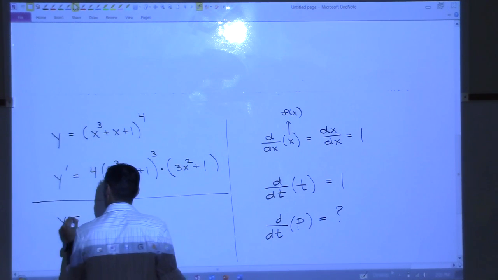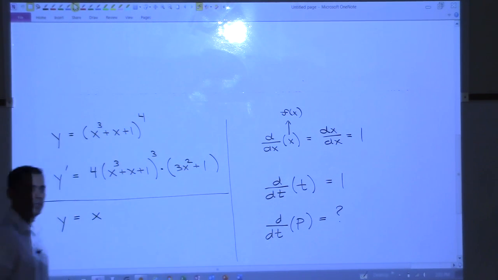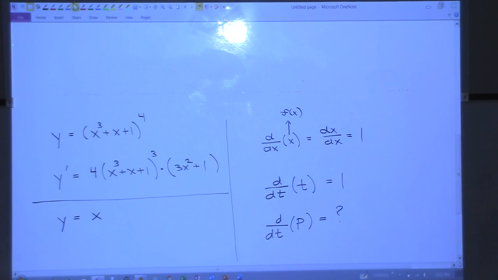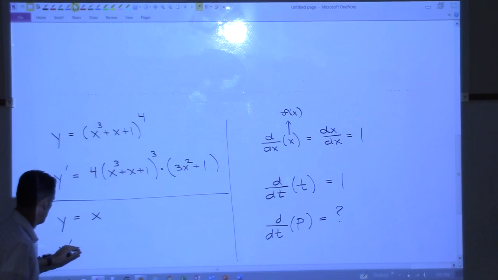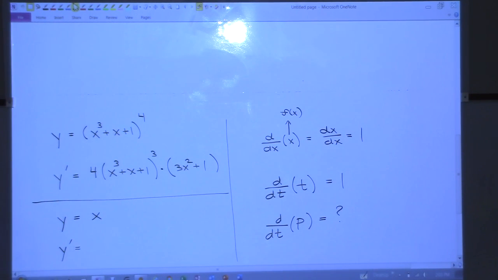Another problem. Y is equal to x. Now, I'd like for you to take the derivative of this. This is not a trick question. What's the derivative? It's 1. Now, you've been told it's 1, yes? I told you it's 1, and we agreed it's 1. But I want you to look at it slightly differently now.